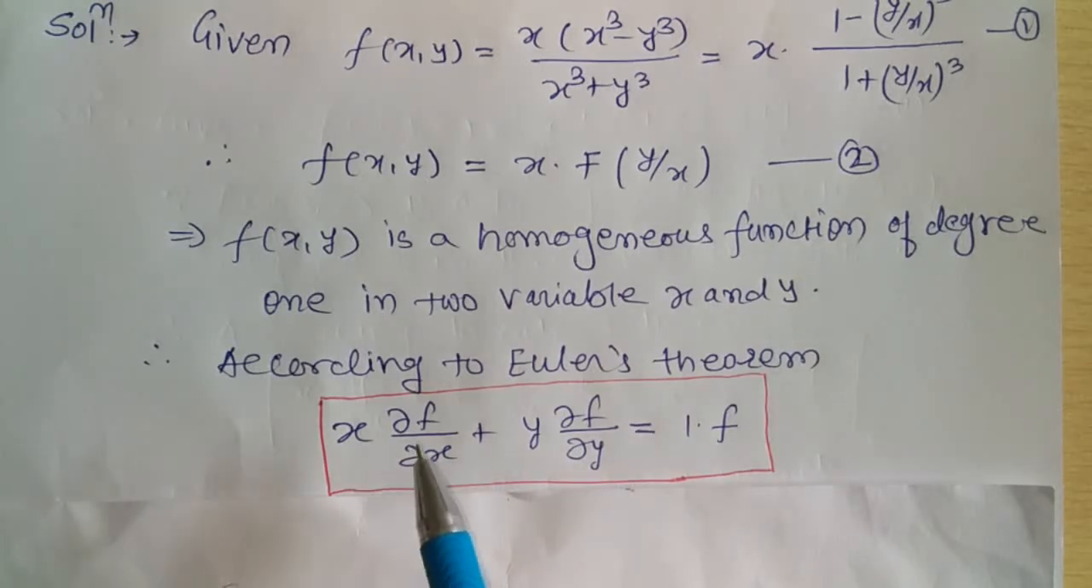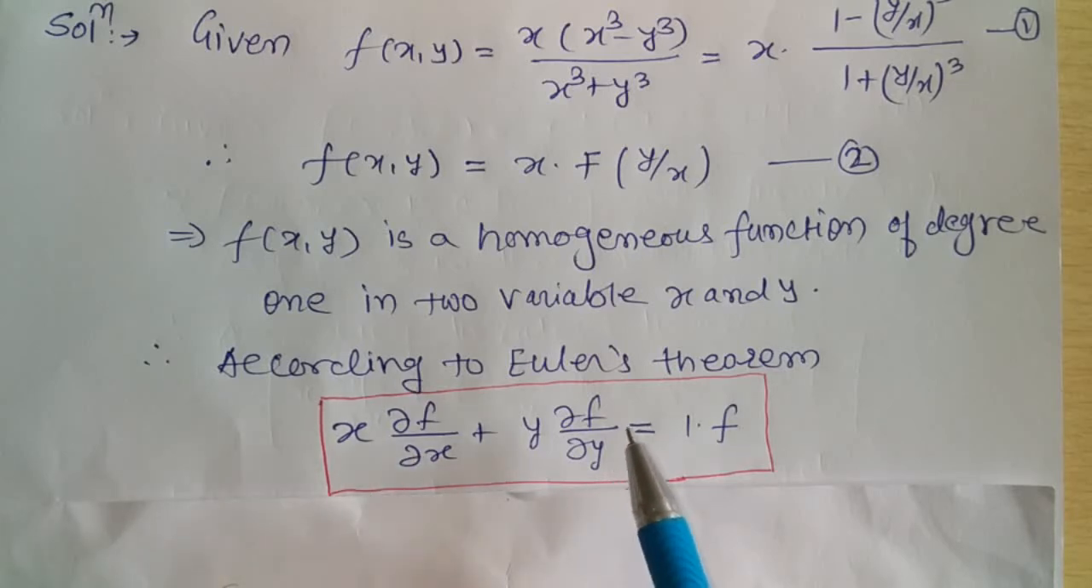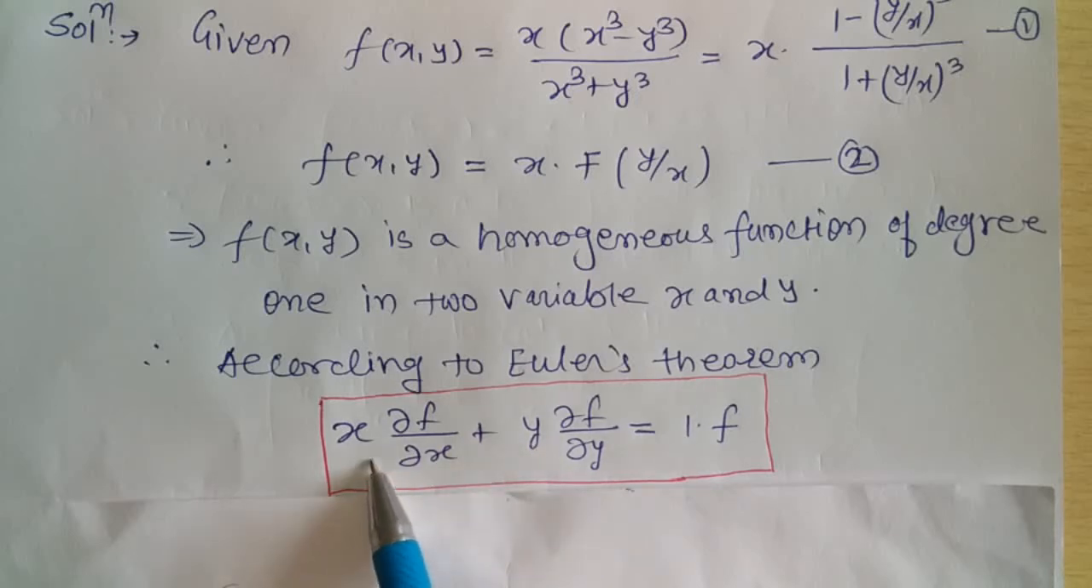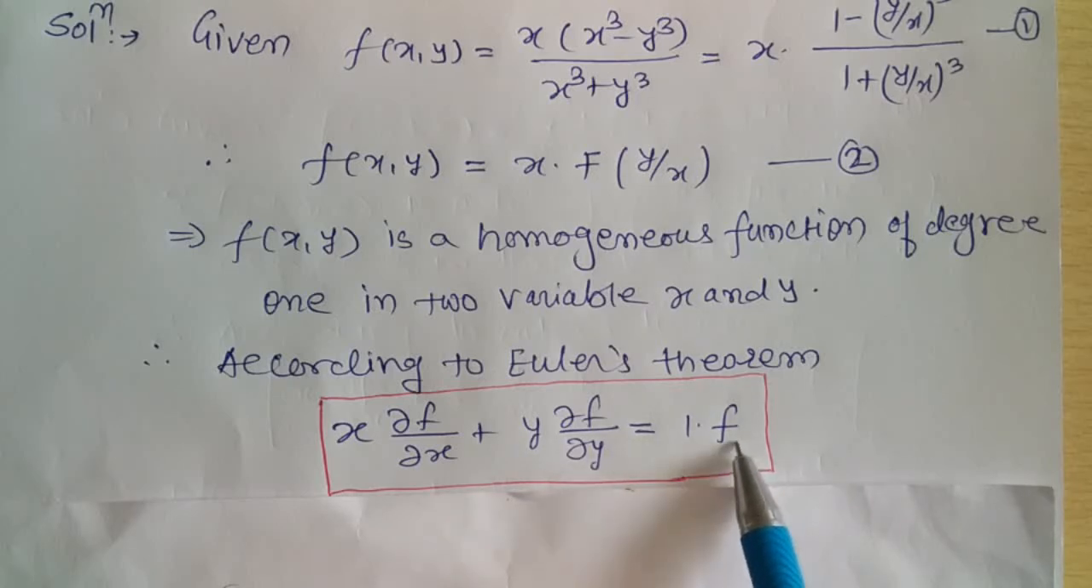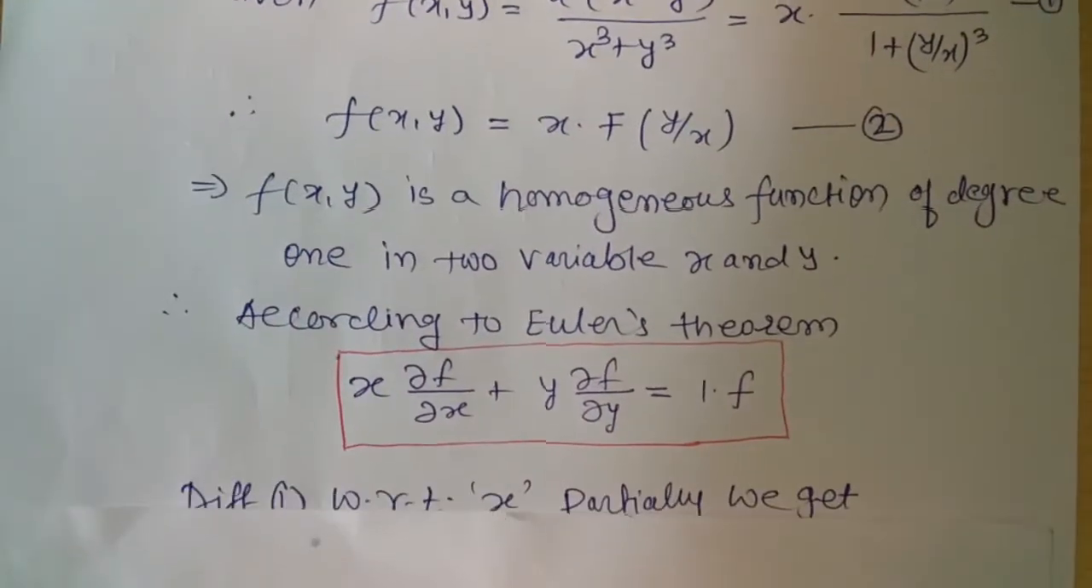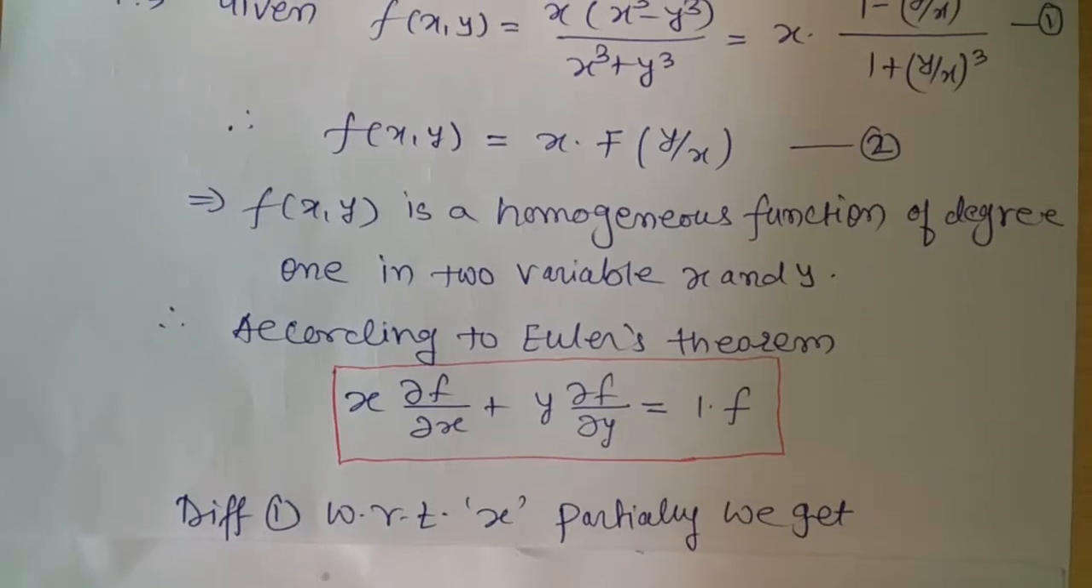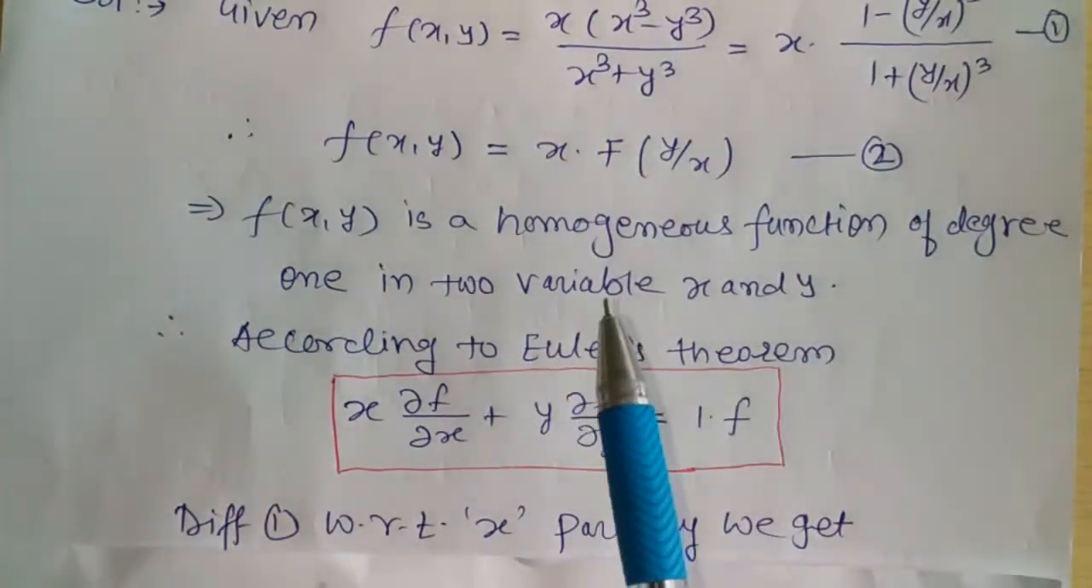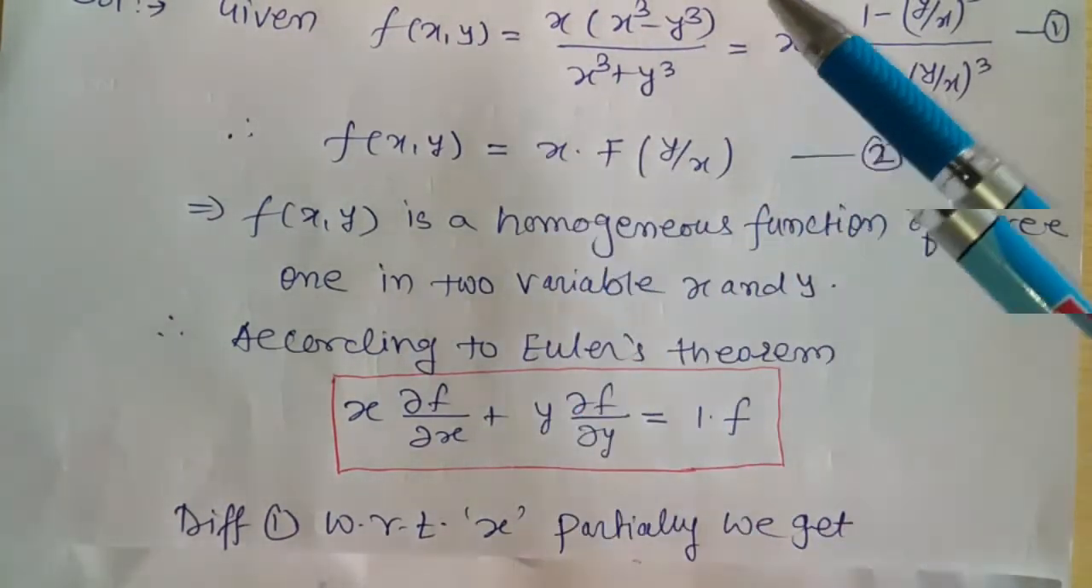So first we find del f by del x, multiply it by x, then we find del f by del y, multiply it by y, and then we add. If we get 1 into f, that is if we get the function f, then we say the Euler theorem is verified. So differentiate first with respect to x partially.